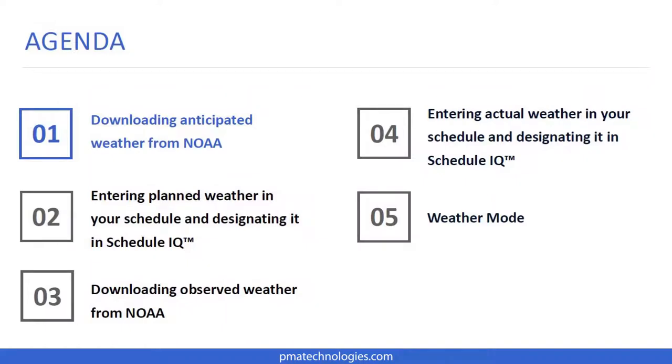So this is our agenda for today, and these are the steps. This is what that process looks like. At first, we're going to show you how to download anticipated weather from NOAA. Then we're going to show you how to enter planned weather into your schedule. We're going to show you how to download observed weather. We're also going to provide a little bit more context for what these terms mean. We're going to show you how to enter actual weather into your schedule, and then we're going to show you a preview of this new weather mode.